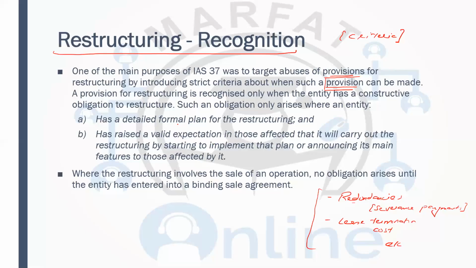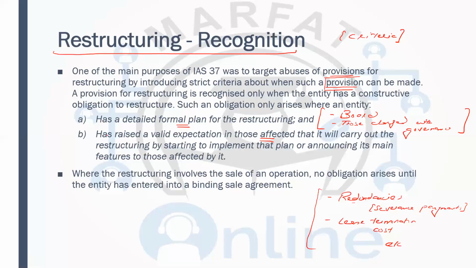But the criteria, first of all, is that the entity has a detailed formal plan. Whenever you're talking about a restructuring, first of all, there should be a formal plan. Now, when you talk about a formal plan, that means something which is discussed in the board, by those charged with governance, with the shareholders. And then the second point is that the affectees have been communicated. Those who will be affected by the restructuring have been communicated. For example, employees, if you are making them redundant, you have told them that we are making you redundant; or the lease company which is going to be affected, you have communicated to them that we are terminating the lease. So first of all, there should be a formal plan, and secondly, that plan has been communicated to the affectees.